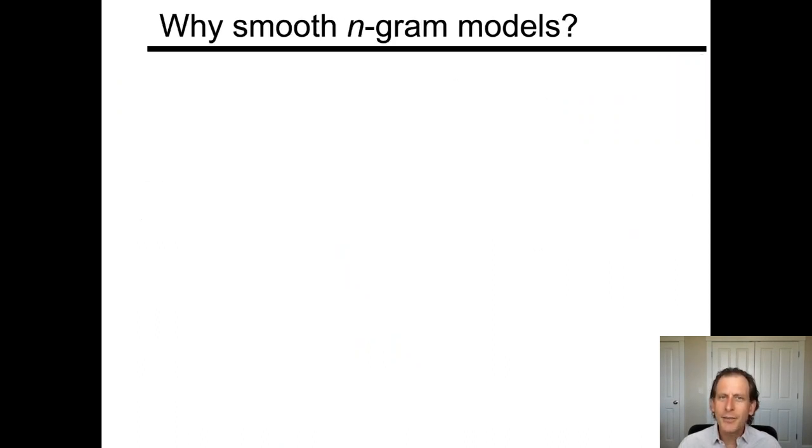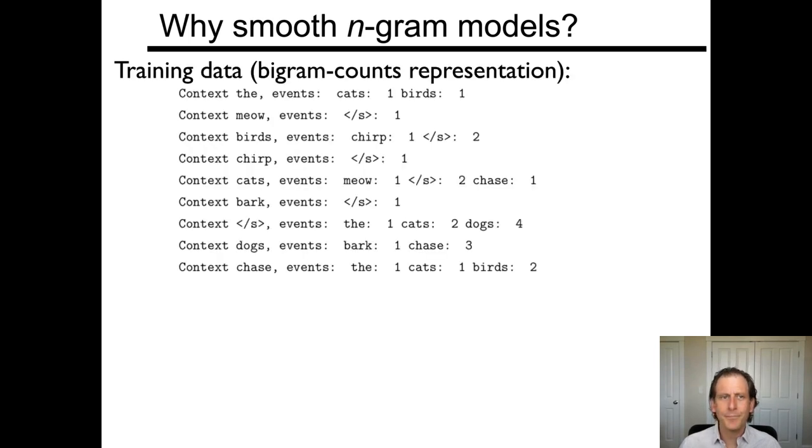Now, it turns out that that's a really bad idea, and I want to show you why. While the method of maximum likelihood is important to understand, you don't want to use it in estimating language models. Here's our training data for the entire thing, in a different representation. I've just listed the contexts, and for each context I list the events and their counts. For example, in the context of "the", cats occurs once and birds occurs once, and so forth.